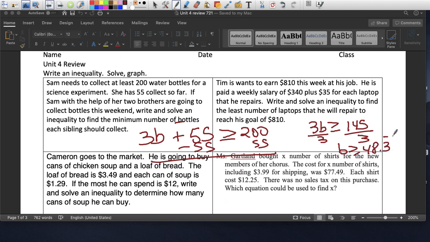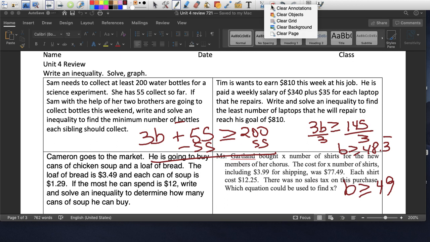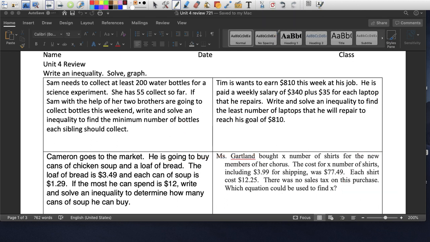It's going to be 48.33. So again, in the context of this story, you cannot collect 48.3 bottles, so we're going to round up. The minimum number of bottles that each sibling is going to have to collect is going to be 49 or higher in the context of this story, okay? And you can graph that, but I'm not even going to bother with that.